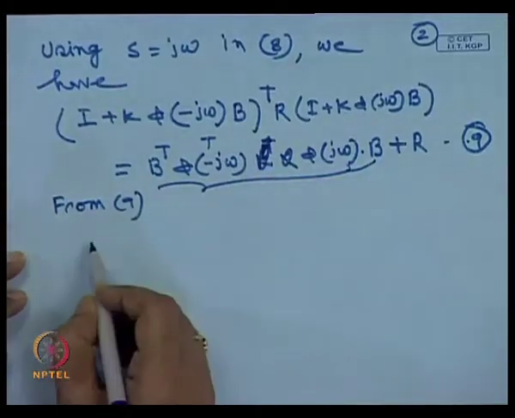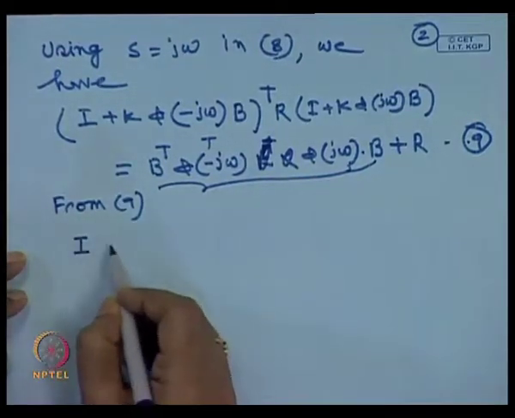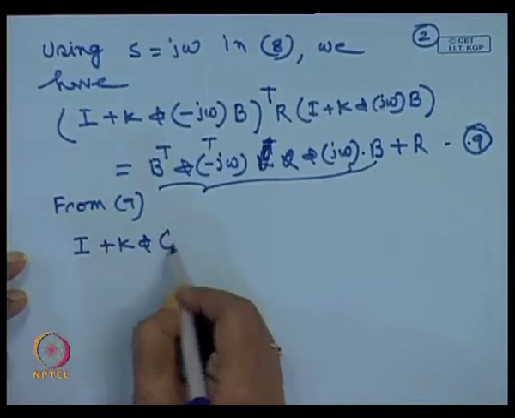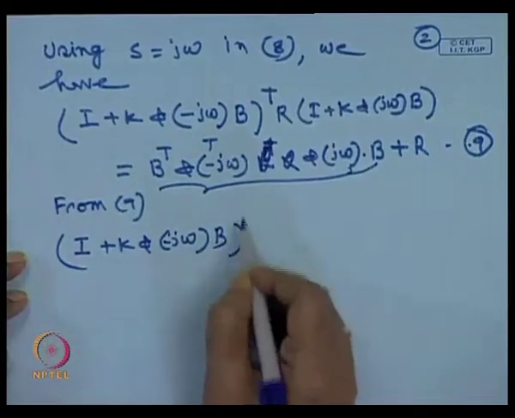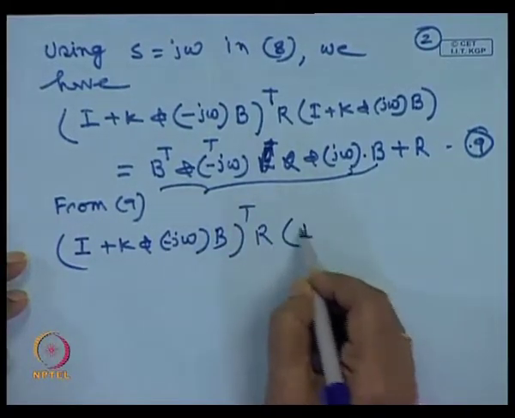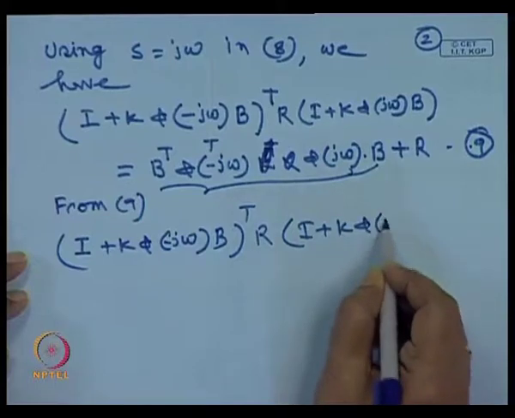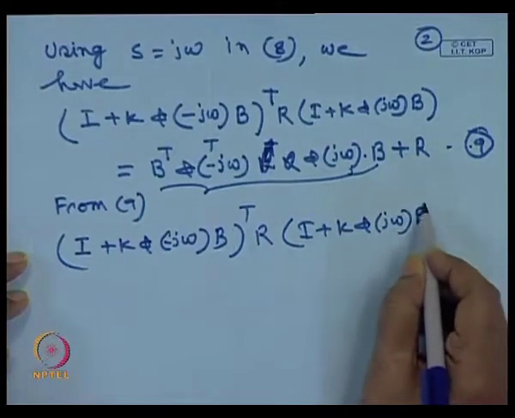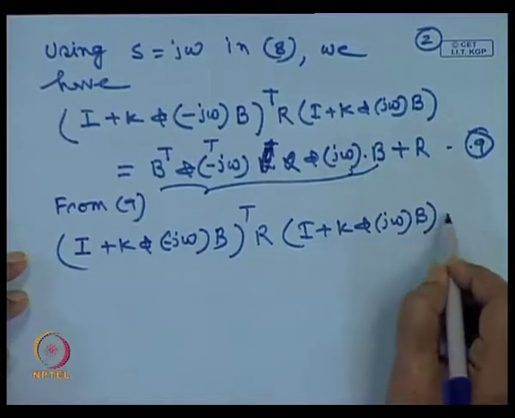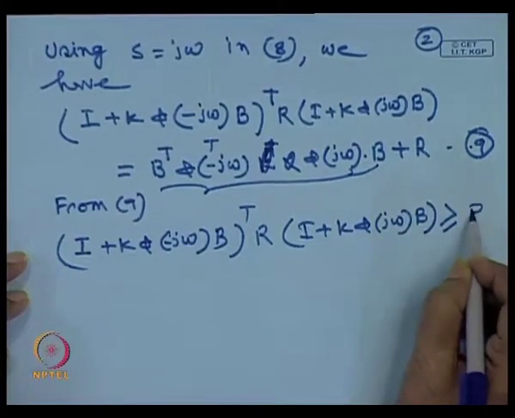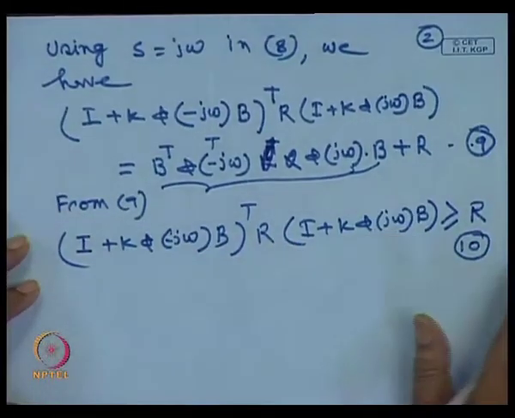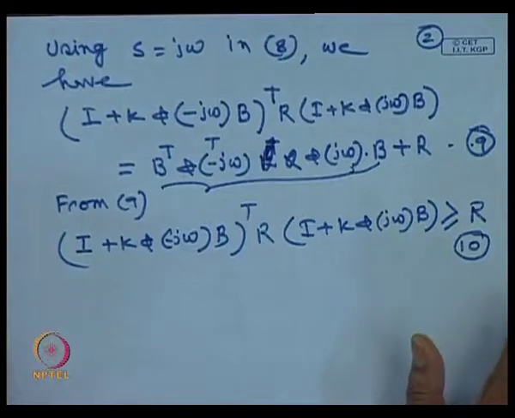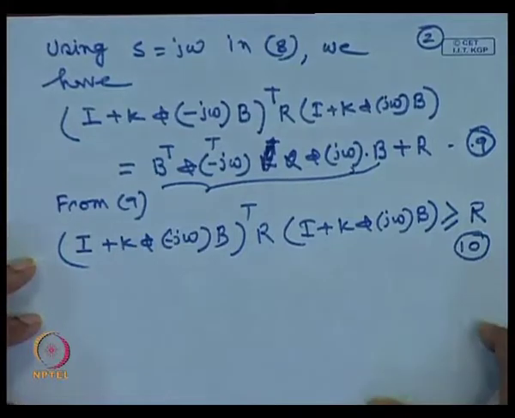So, from 9 we can write that I plus K phi(j omega) B, whole transpose, R, I plus K phi(j omega) B, this bracket is greater than or equal to R. Let us call this equation number 10, and this expression is valid whether it is a multi-input system or a single-input system. This expression is valid for all cases.